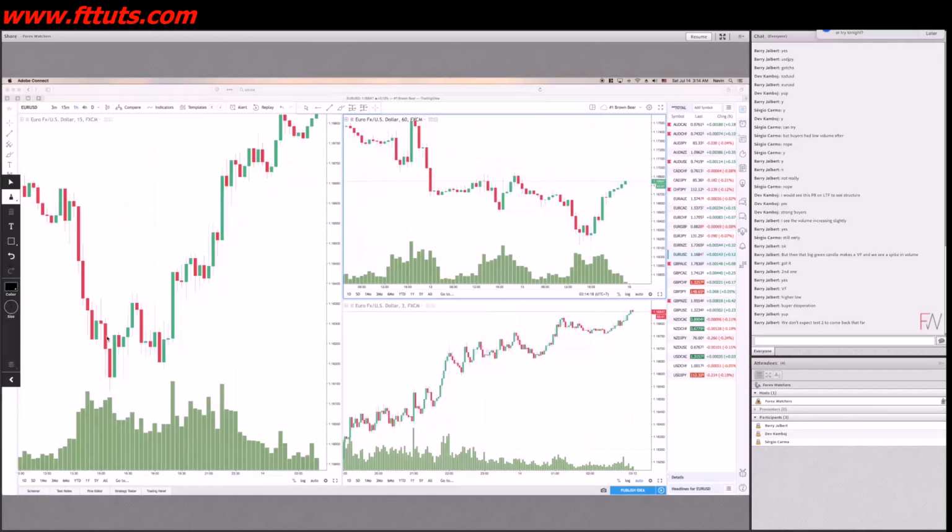Now, how do we know first that this is the V? At what point do we know that this was the V? When do we know that? Do we know that on this red candle? No, too early to tell. Do we know that on this green candle? No. What about this red candle? Okay, what about this red candle?